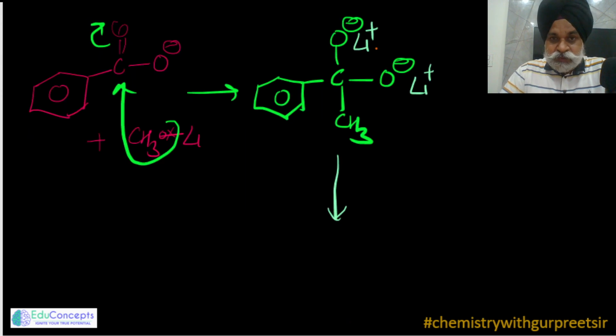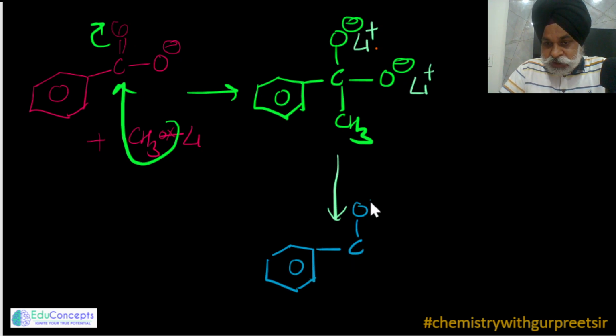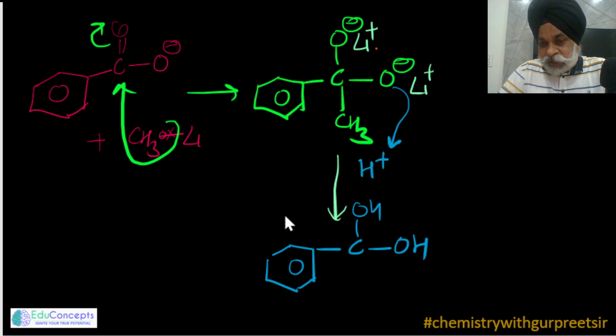So when I do the hydrolysis in acidic medium, what shall I get here? I shall be getting OH here and OH here, because the H positive is easily picked up by O negative, because it's an alkoxide type of species, which is a strong base and has the tendency to abstract the H positive.